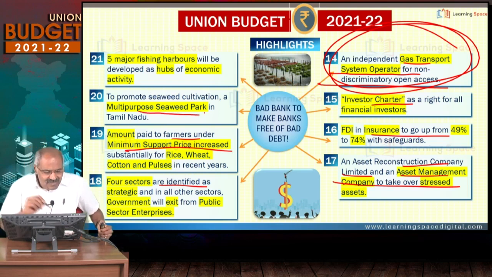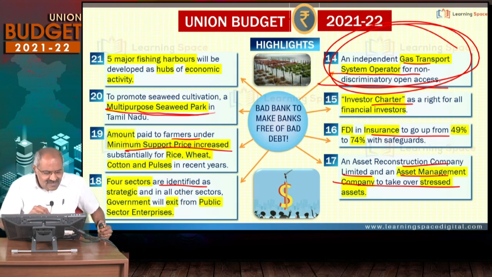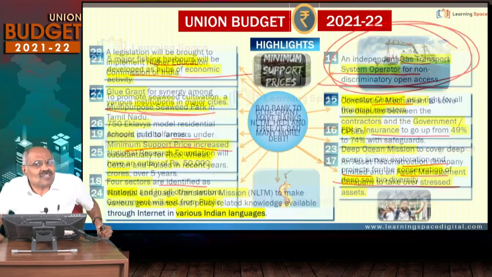Then a multi-purpose seaweed park will come up in Tamil Nadu. Friends, seaweed has got so many benefits. It is used in nutraceuticals. It is used in normal cosmetics also. There are several applications in the medical field for seaweed. Government wants to commercialize seaweed cultivation. For that, the first multi-purpose seaweed park is planned in Tamil Nadu. Not only that, 5 major fishing harbors will be developed as hubs of economic activity across the country.